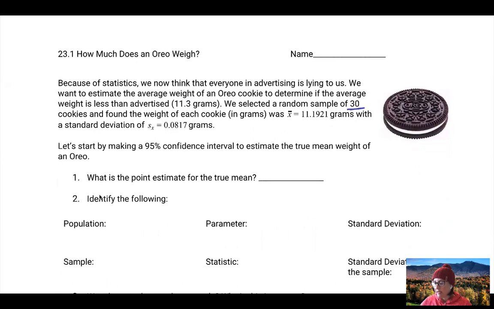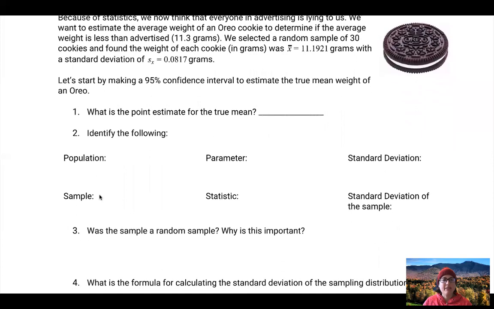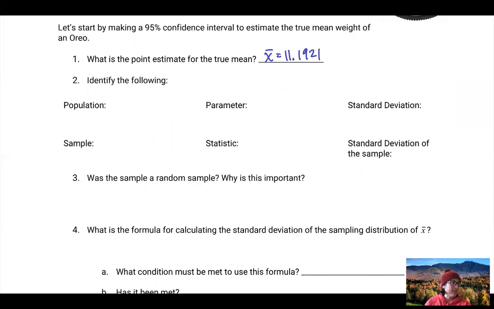So we used 30 Oreos. We found the weight of each of those Oreos in grams and found that the average was 11.1921 grams with a standard deviation of 0.08 grams. So we're going to walk through the steps of making a 95% confidence interval to estimate the true mean of the Oreos. So the point estimate for this, we don't know what the real population mean weight is, so we're just going to use our weight of the sample. So we're going to say x bar is equal to 11.1921.